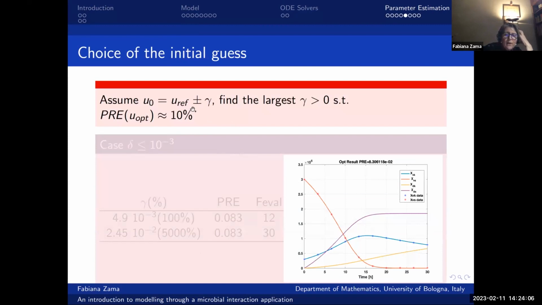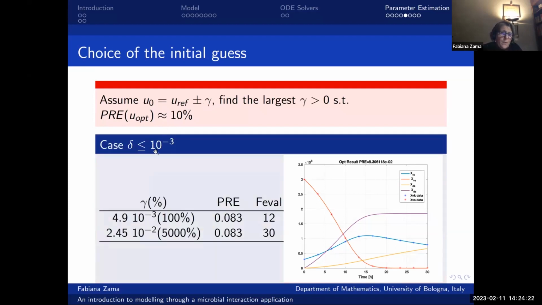We assume that the initial value is the reference value plus or minus an error, and we want to see how far we can go in order to obtain a relative error of the order of 10%. In the case of a small amount of noise, this parameter is very good, in the sense that we can use a very far away initial value and still obtain a very good value. Of course, when we are very far from the good solution, we increase the number of function evaluations, and this is one of the results.